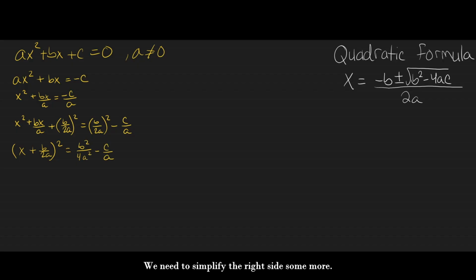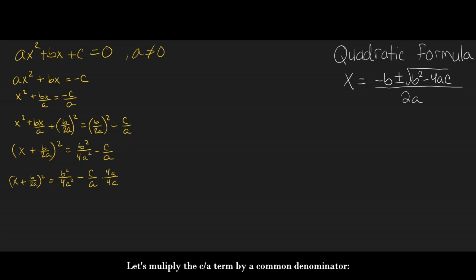We need to simplify the right side some more. Let's multiply the c over a term by a common denominator. x plus b divided by 2a, squared, equals b squared divided by 4a squared minus c over a times 4a over 4a. Now we can simplify the right side into a single term. x plus b divided by 2a, squared, equals b squared minus 4ac divided by 4a squared.